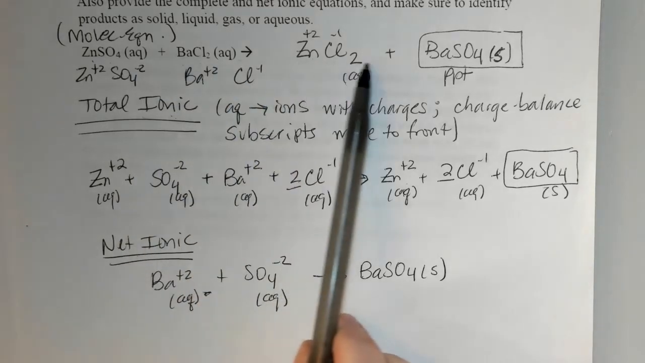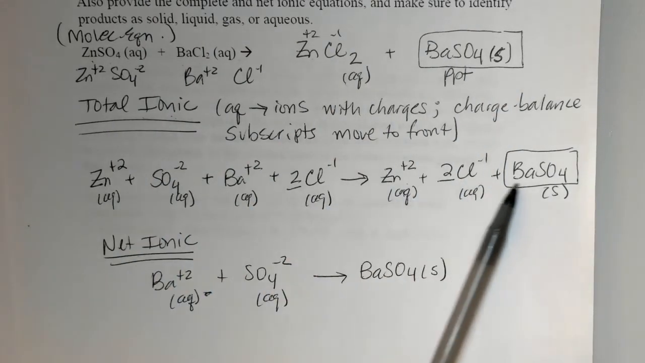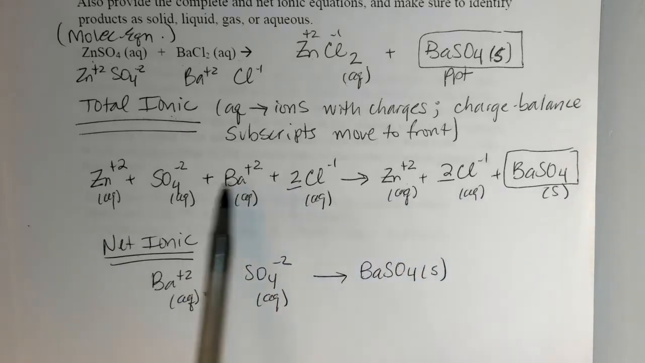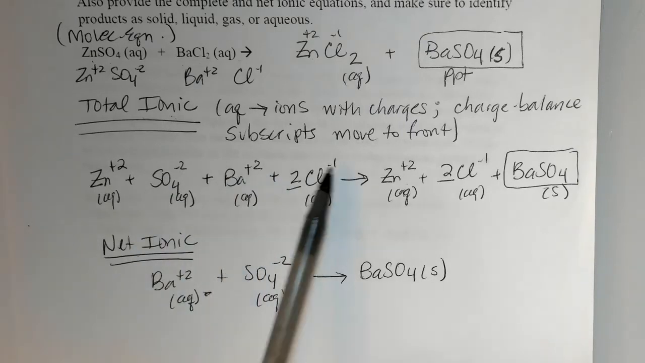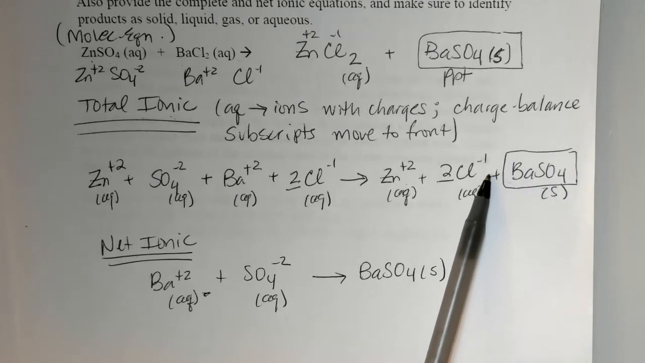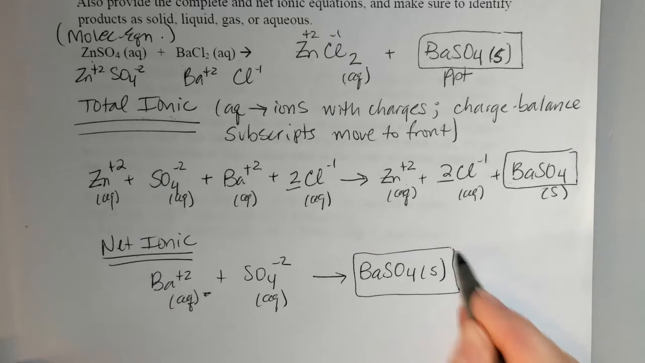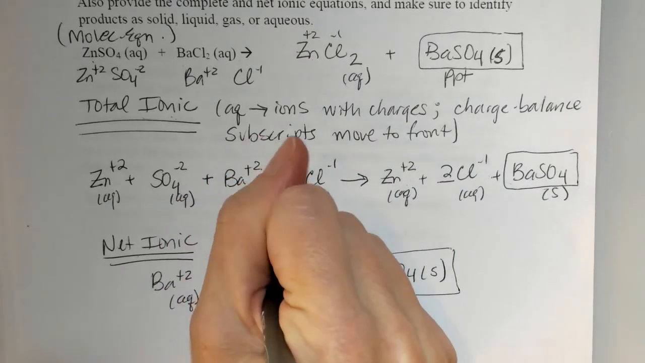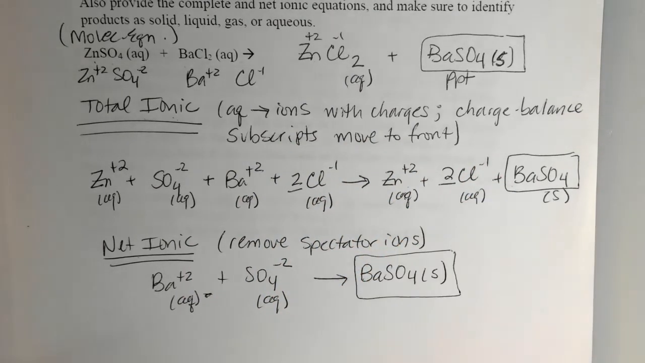Balanced molecular, everything is in a compound format. Total ionic, we have everything there, but everything that's aqueous is an ion separate from the other ion that was in the compound. We show them separate with the plus sign. All of our ions have charges, and the only thing that doesn't split is the precipitate. That stays as the solid. And then when we write the net ionic equation, we're just showing the chemical change, which was the formation of the solid. And when we write the net ionic equation, we remove what are called spectator ions. And those are the ions that don't do anything in the chemical reaction. They're just in the solution.